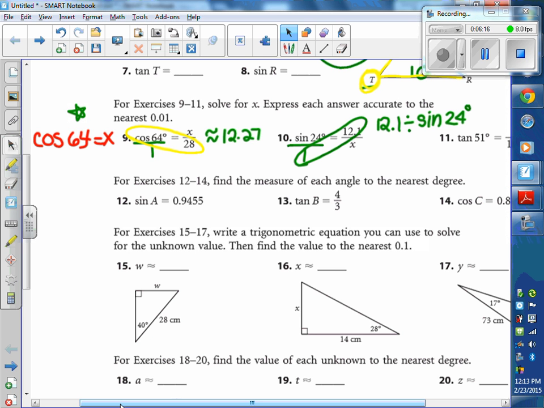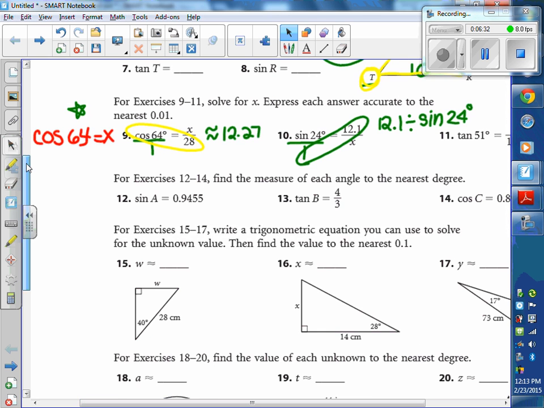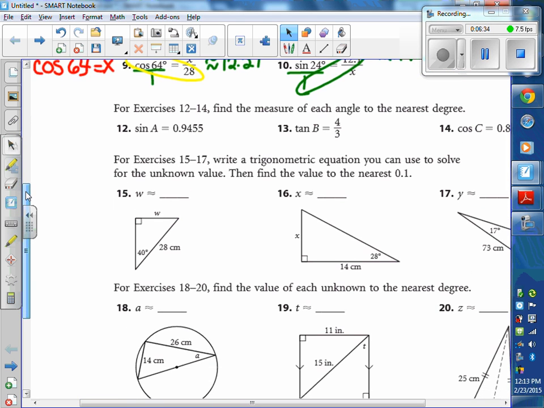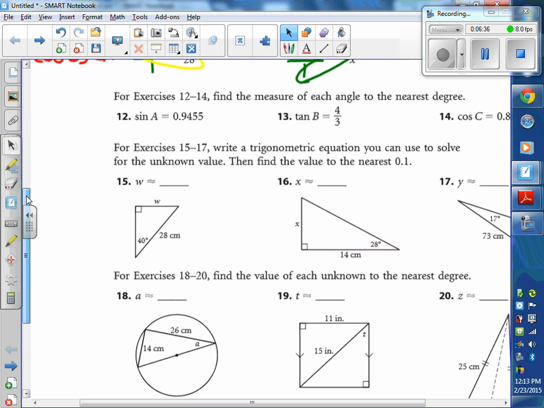So 64 times 28 divided by 1, but on this one here, the diagonal that's known are these two: 1 times 12.1, divided by the sine of 24. So same thing we've been doing with ratio and proportion, with the tan too. Let's skip around here a little bit.